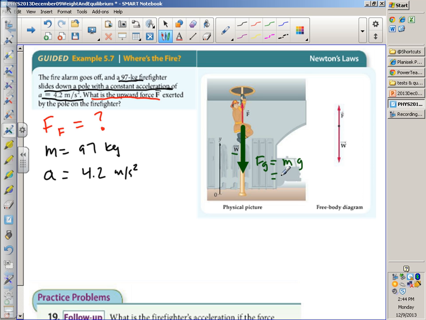It told us that this firefighter has a mass of 97 kilograms. We know that the acceleration of gravity here on Earth is 9.81. So in this case, we can figure out how big that gravitational force is going to be.